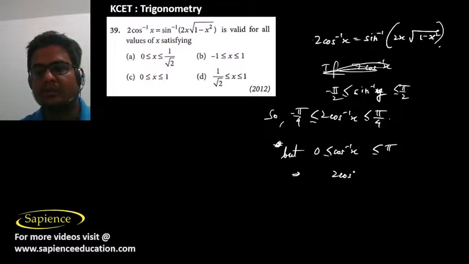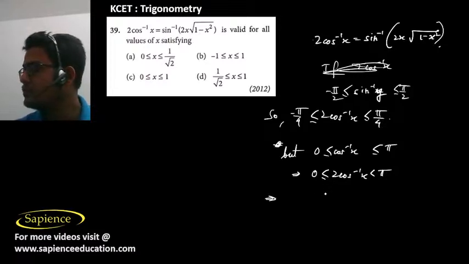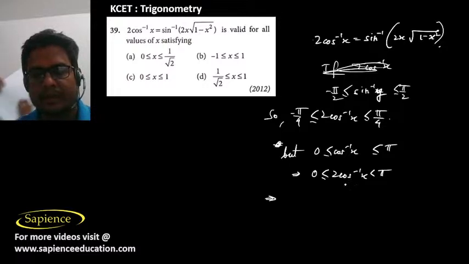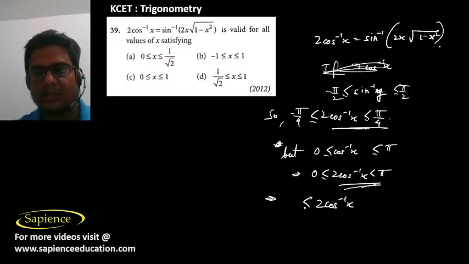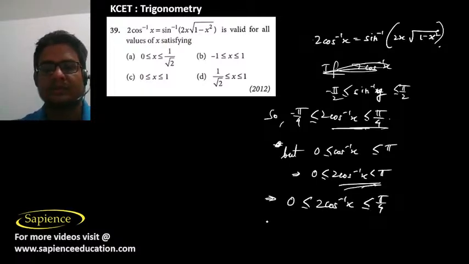So 2 cos inverse x, that should go from 0 to pi. So we have to take the intersection of these two solution sets. So 2 cos inverse x, that will be greater than 0 and less than or equal to pi by 4.